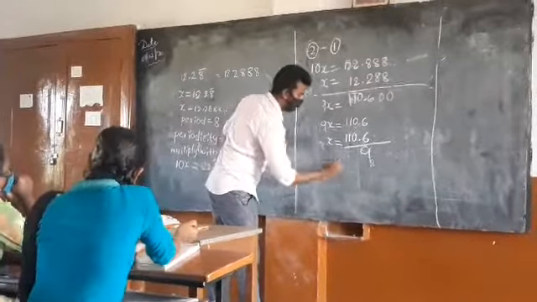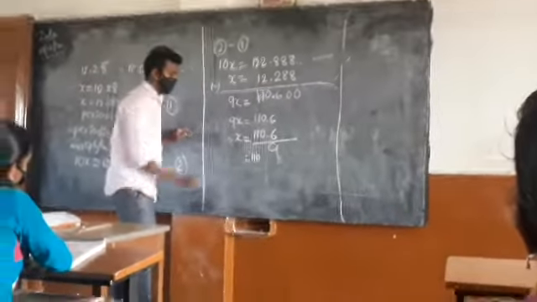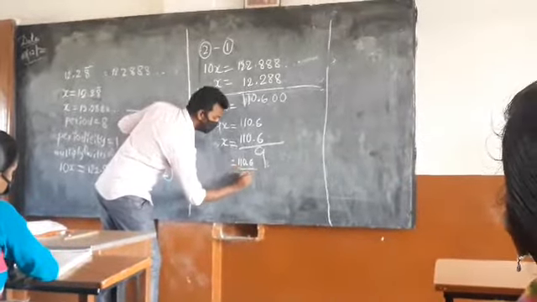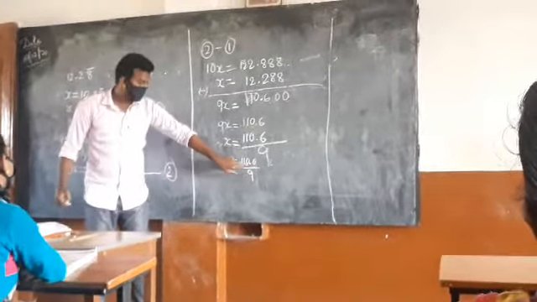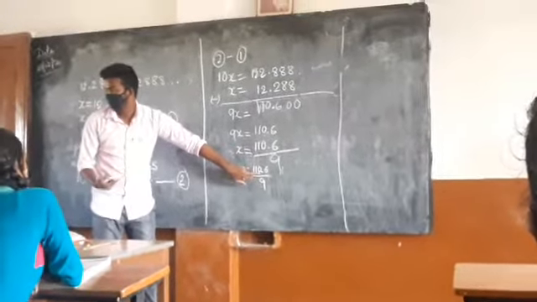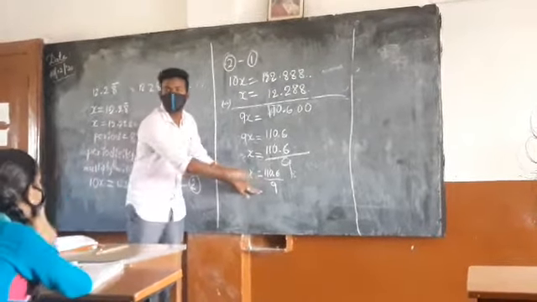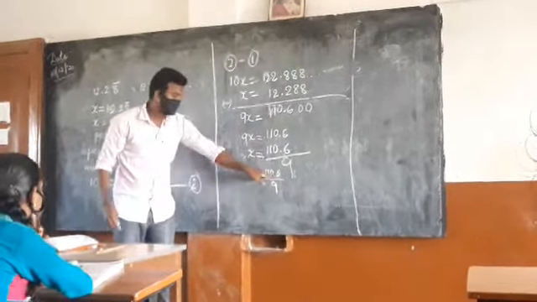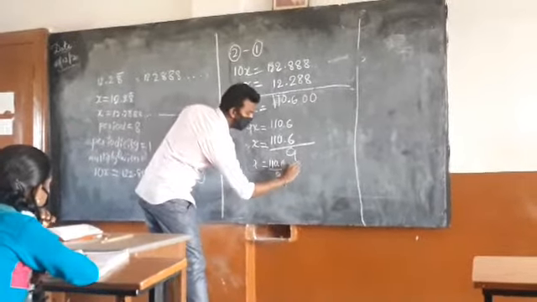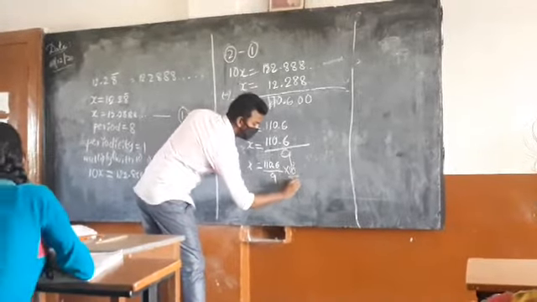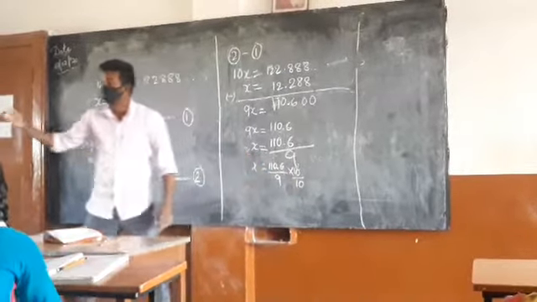So what do you need to do? 110.6. You want to convert this into p by q form, but the p is not an integer here. You want to convert the p into an integer. You want to shift the decimal towards the right side such that it will become 1106. What do I need to do? Simply multiply it with 10 and divide it with 10 such that you have not made any change.